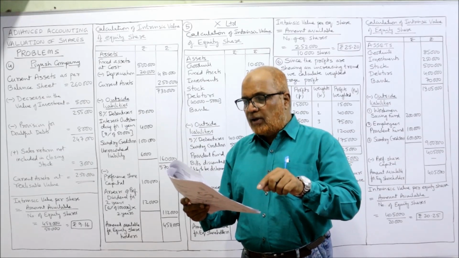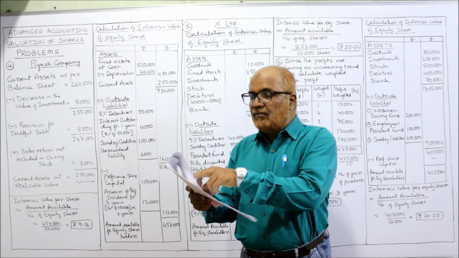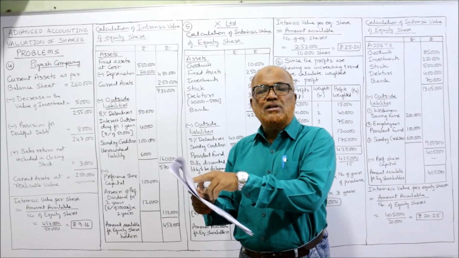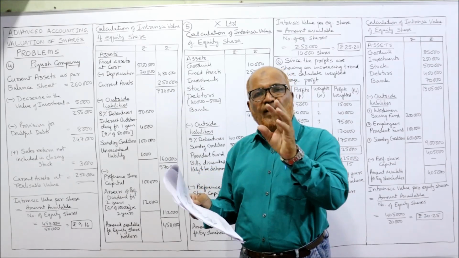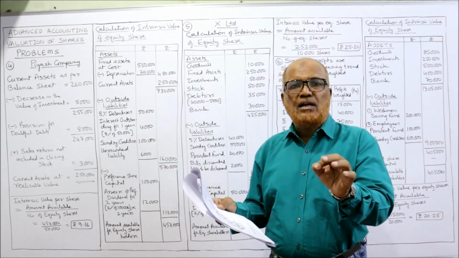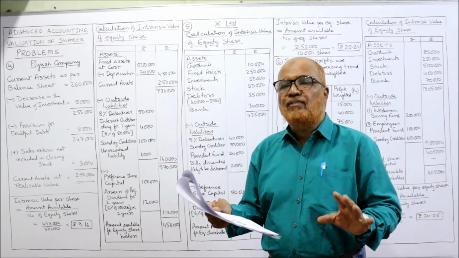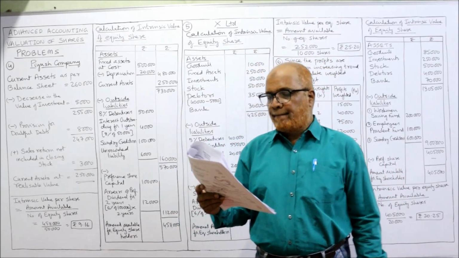And out of doubtful debts, 50% are recoverable. Here doubtful debts are given 10,000. 50% of 10,000, 5,000. 5,000 is recoverable. So 30,000 is good debtors and 5,000 are recoverable. The total 35,000 we will take, not 40,000.